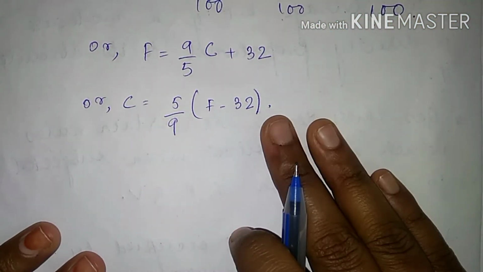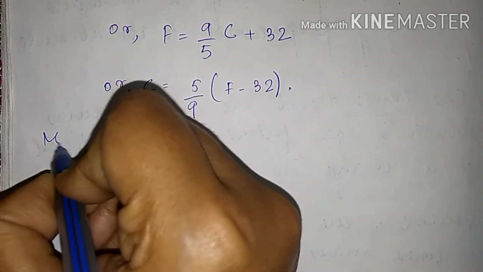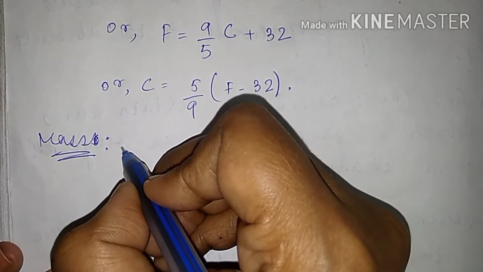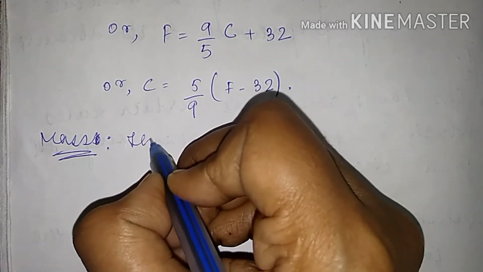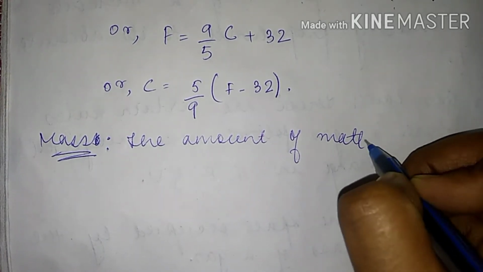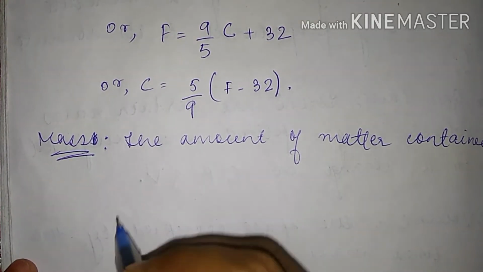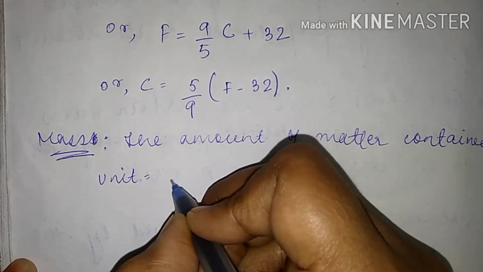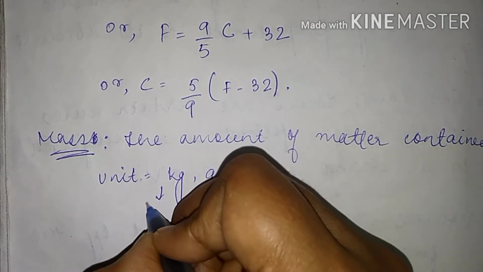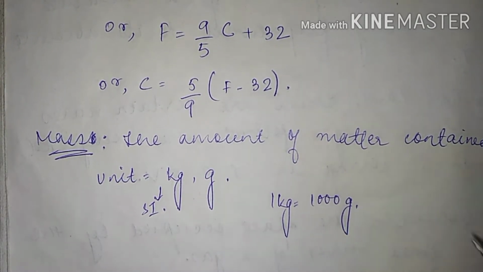Other than these three parameters, that is temperature, pressure and volume, there is yet another parameter which we should know about, and that is the mass. Mass can be defined, here in case of gases, as the amount of matter contained. The unit of mass is kg or gram. Kg is the SI unit. 1 kg equals 1000 gram.